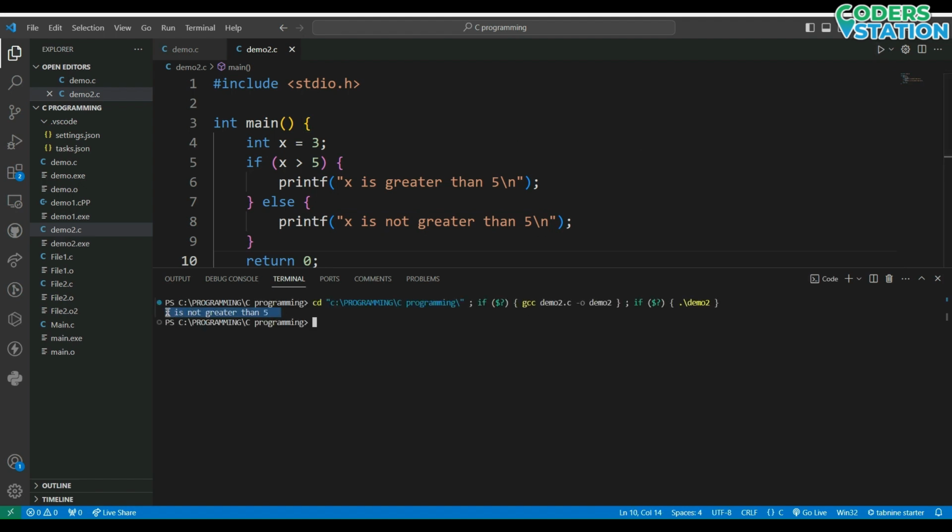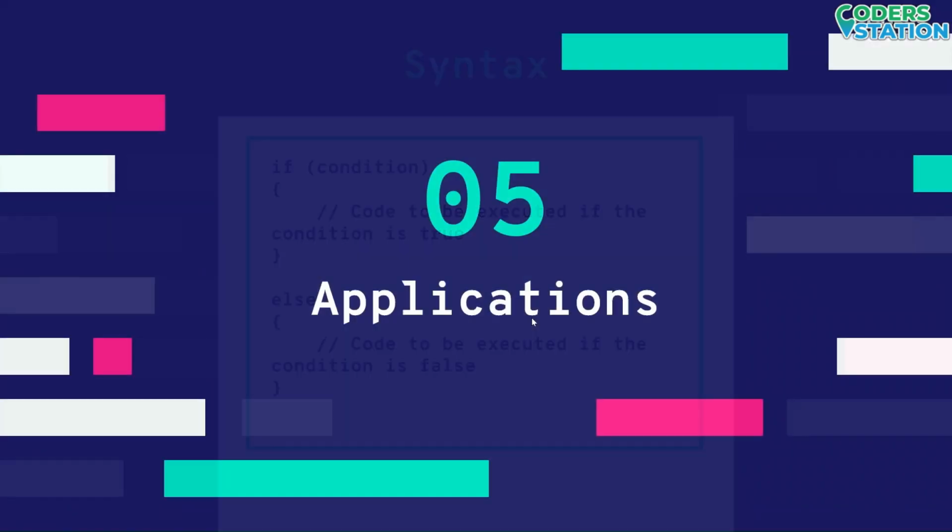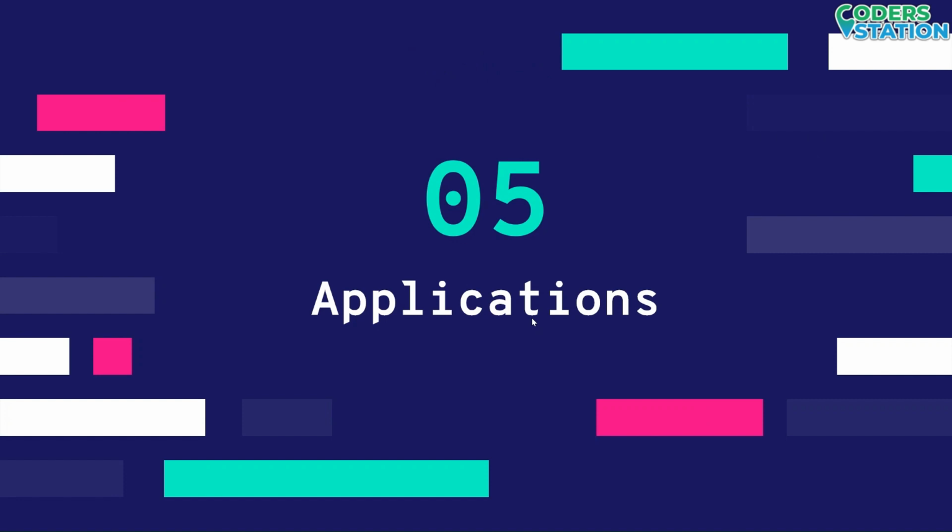Now we are getting the result as x is not greater than 5, which means the else part is being executed because the condition doesn't satisfy, as x is equal to 3, and we are checking if x is greater than 5. Now we will see the applications of the if-else statement.